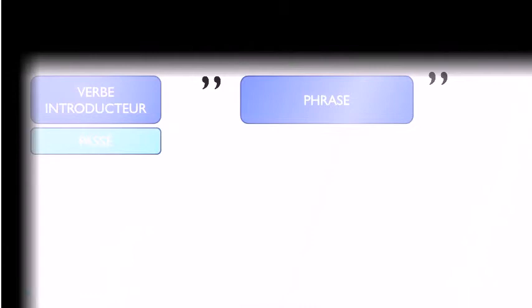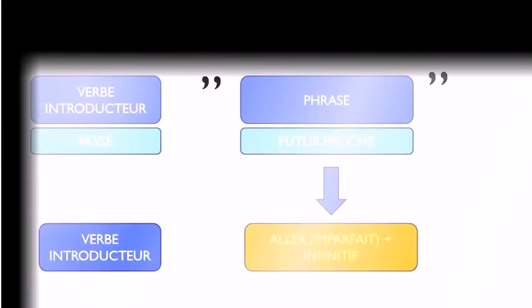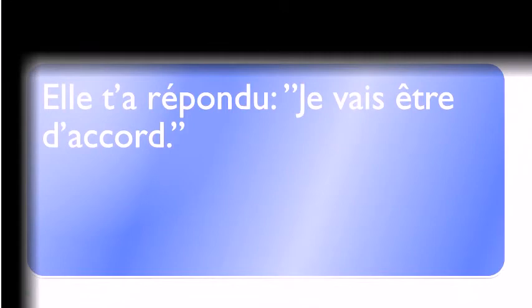So now if we've got the futur proche in the second part, this futur proche will become aller, and it should be at the imparfait form plus l'infinitif. And so, elle t'a répondu, je vais être d'accord. So keep in mind that when we talk about this futur proche, well, it's aller anyway, but in that case, it's at the present form.